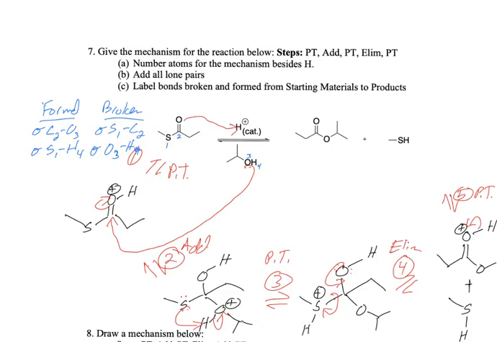So in this one, I'll give you the steps. All right, it's acidic conditions, H+. Why don't you add all the lone pairs? Maybe I forgot to do that. You should do that if I tell you to. Label bonds broken and bonds formed from the start material.